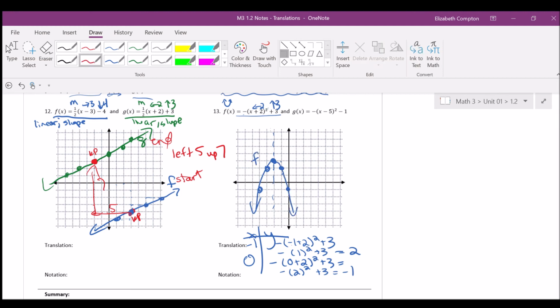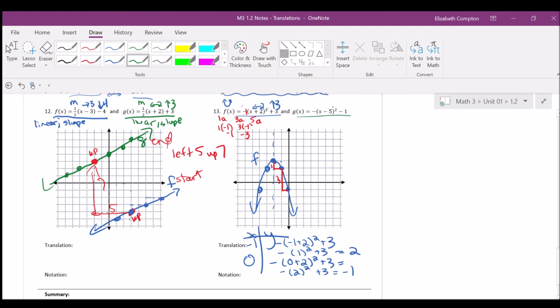I want to talk again about the pattern. The pattern is 1A, 3A, 5A. Here's my A. My A is -1. 1 times -1, 3 times -1. So if you notice, we went down 1, over 1. Then I went down 3, over 1. So that's where the pattern comes in. So I'm actually going to do the pattern on G.